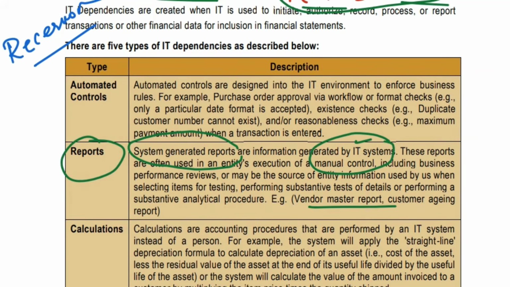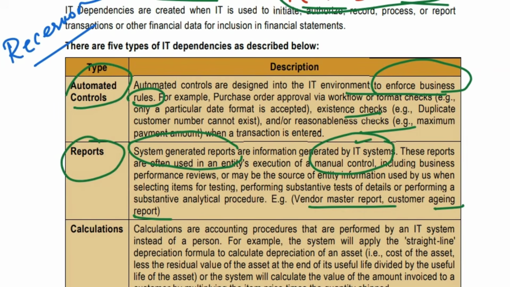You can go for some examples: vendor master data, aging report, everything is given by the IT system. We are reviewing and relying on it. Next, A stands for automated controls. These automated controls are designed into the IT environment to enforce business rules, like format checks if there is a formatting error, reasonableness checks, and existence checks, whether two invoices exist or not. We will check those things. Those are automated controls designed into the IT environment to enforce the business rules.